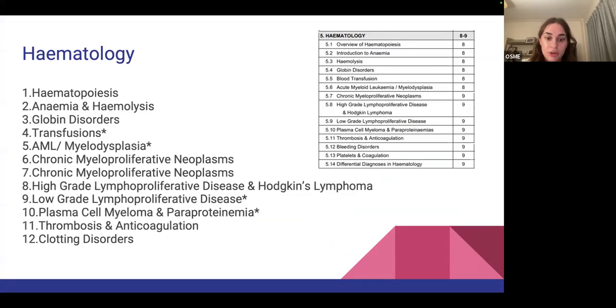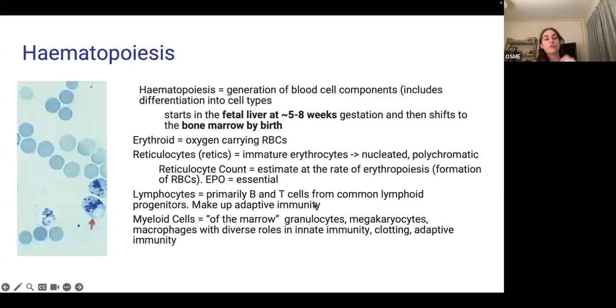So we'll start with just a few definitions. So hematopoiesis. Think of it as hemato means of the blood, poiesis means generation. So hematopoiesis is generation of blood cell components. This starts in the fetal liver at 5 to 8 weeks gestation, and as they develop, this will go more and more to the bone marrow.